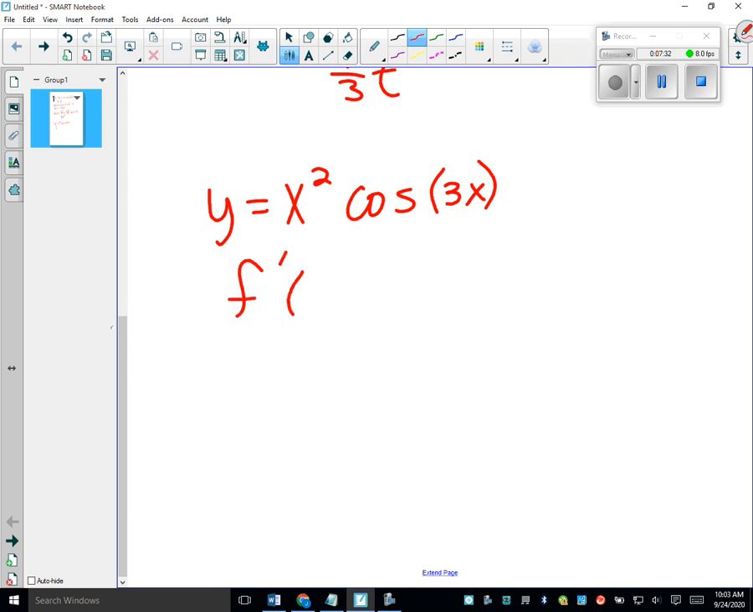I want f prime of pi over 3. How do I find f prime? Is that a product? Yeah, it sure is. Good, take the derivative. Doesn't this mean take the derivative and plug in pi over 3?